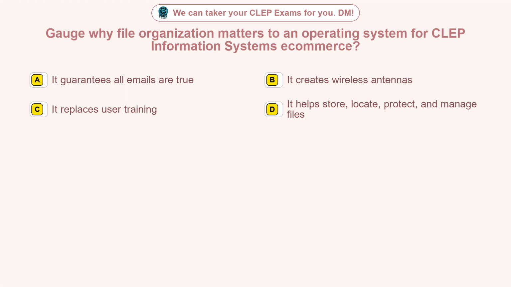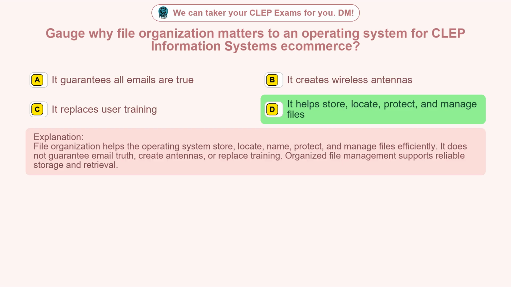Question 89. Gauge why file organization matters to an operating system for CLEP Information Systems Ecommerce. Option A, it guarantees all emails are true. Option B, it creates wireless antennas. Option C, it replaces user training. Option D, it helps store, locate, protect, and manage files. The correct answer is option D, it helps store, locate, protect, and manage files.